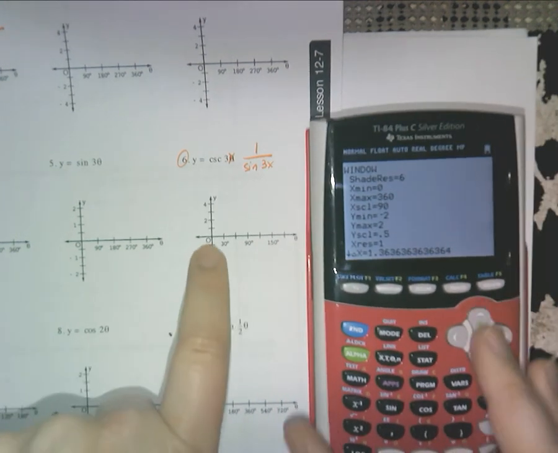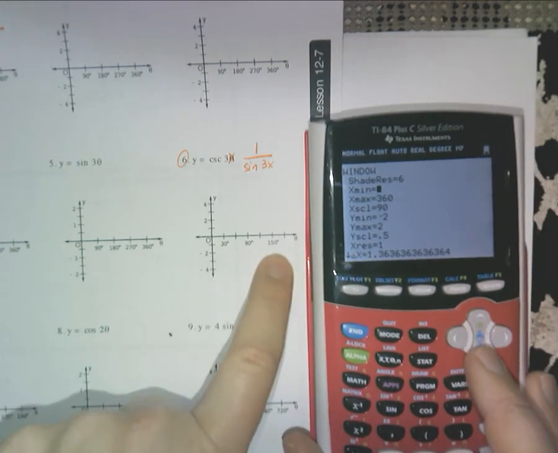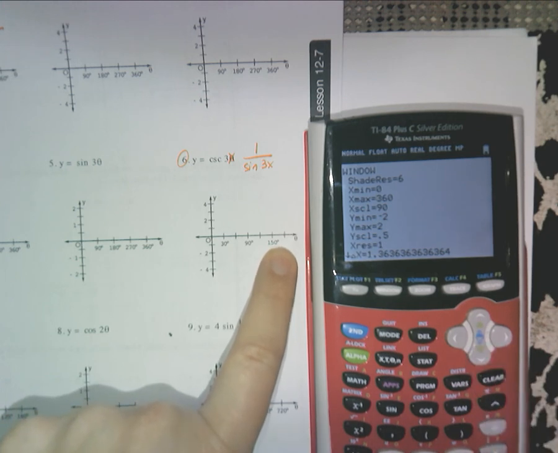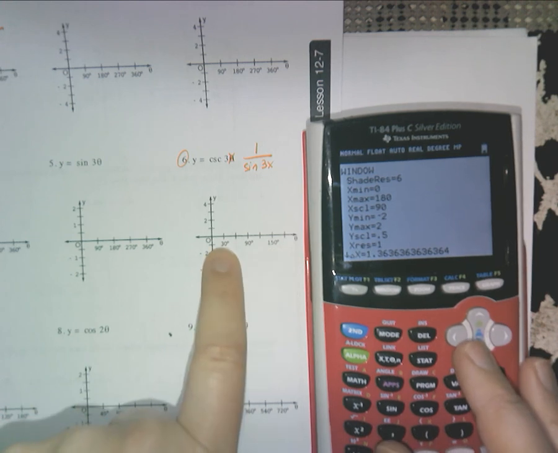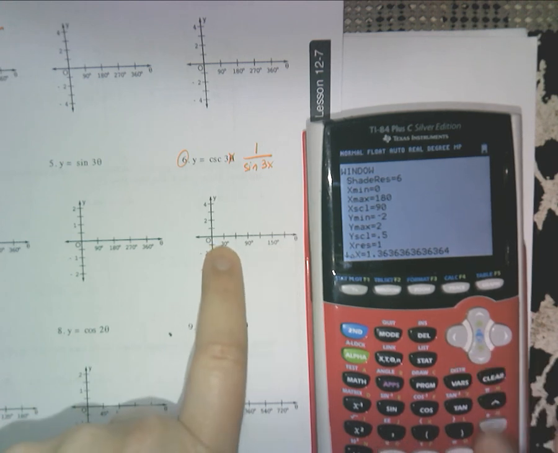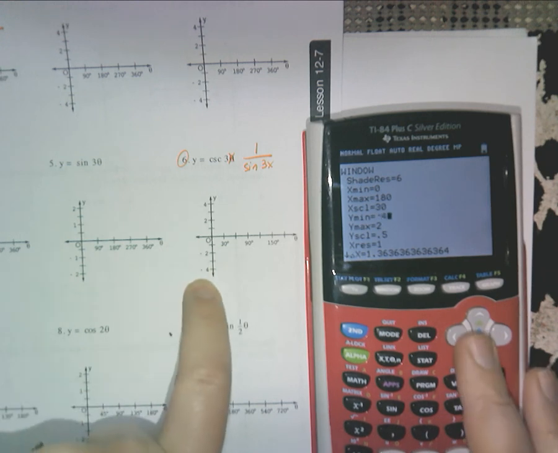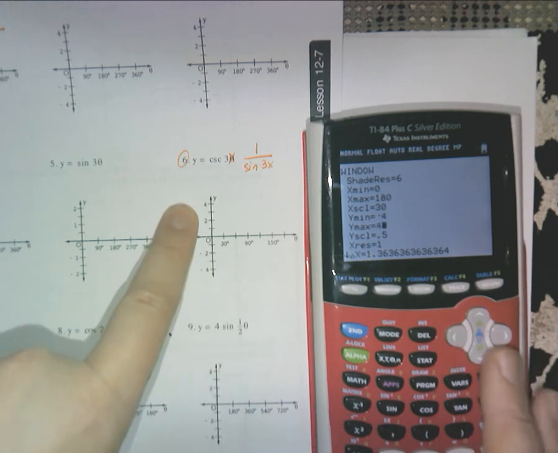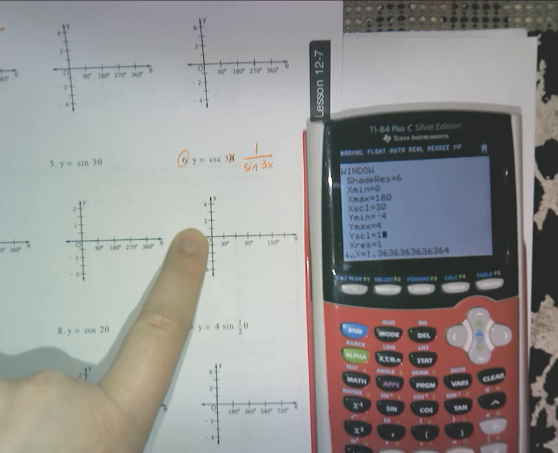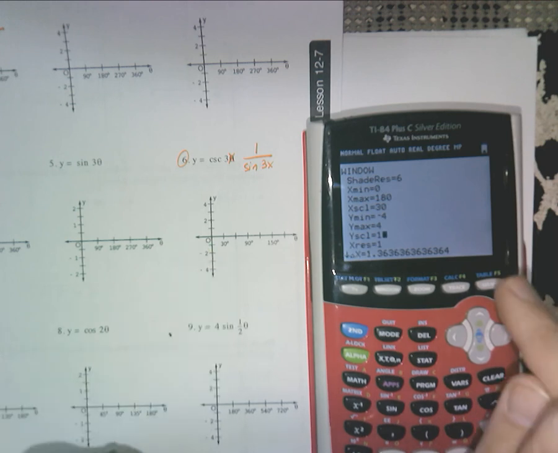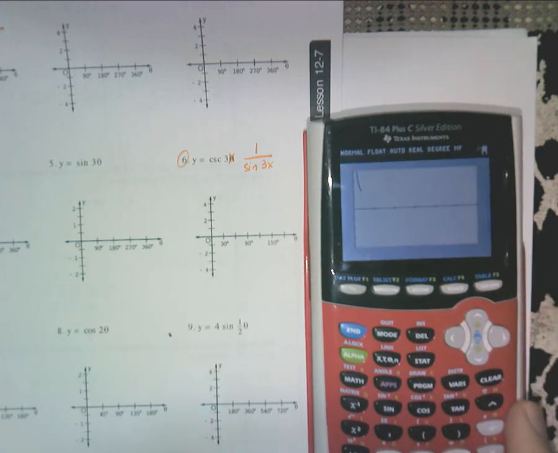So my X min is 0. My X max is not 360. What's my X max here? 180, right. What am I going up by? 30s. My Y min is -4. My Y max is 4. I'm not going up by halves. I'm going up by 1s. I just am looking at this scale right here. Going up by 1, -1. Hit graph.